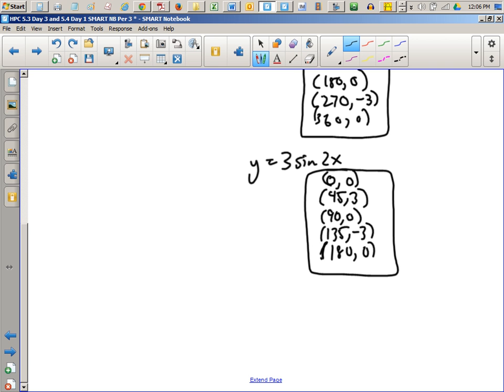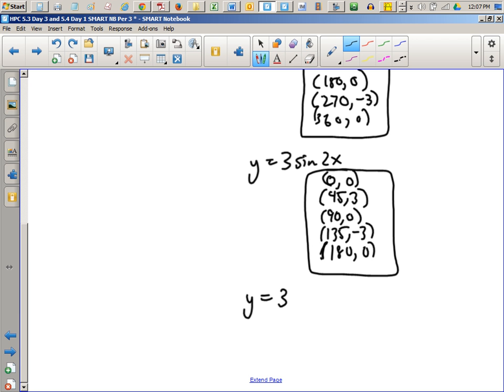Okay, next are the 2 shifts. You can apply those simultaneously. If you're going to go left 90 and up 1, you can simply subtract 90 from each angle and add 1 to each y coordinate. Okay, so let's do that. This will be the final list of points.